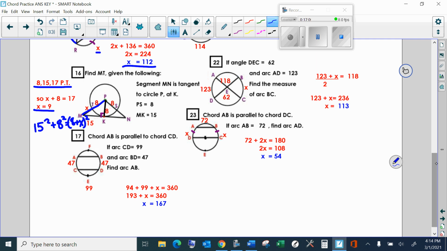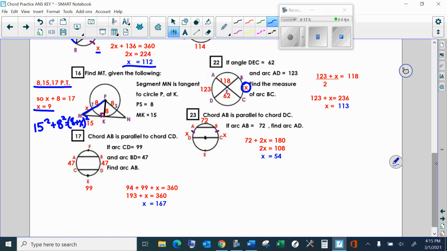All right, 22. Okay, angle DEC is 62. That's right here. Arc AD is 123 right there. Find the measure of arc BC. That's my x right here.